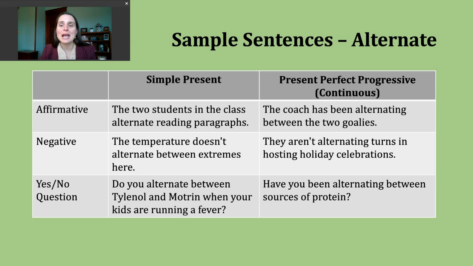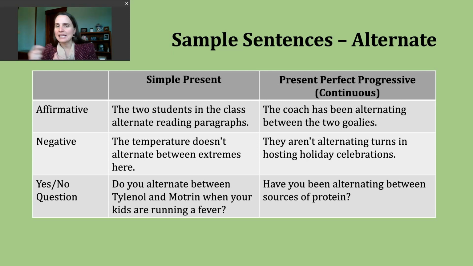Finally, let's look at making a yes or no question in the present perfect progressive. To do this, I start with have or has, whichever form matches my subject. That subject comes next. Then I use the participle been, and then the ing form of the verb. Here's another example. Have you been alternating between sources of protein?